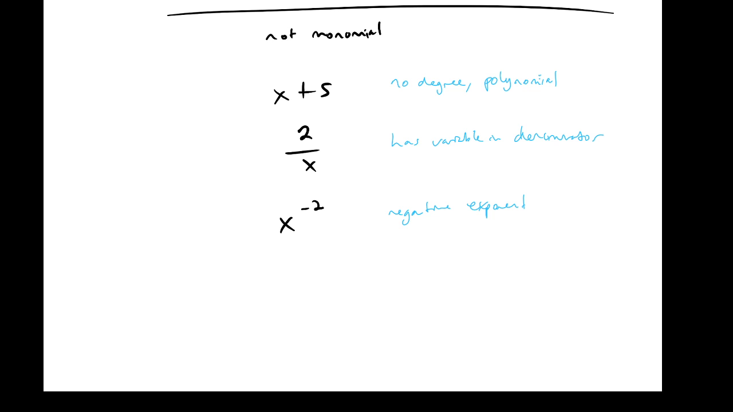Okay? And then last but not least, we're going to have 2 raised to the x power. And again, that's not going to be a monomial, and that's because there's a variable in the exponent. So these are going to be exclusions when we have that kind of singularly written thing. In fact, this guy's not even singularly written, it's a polynomial.